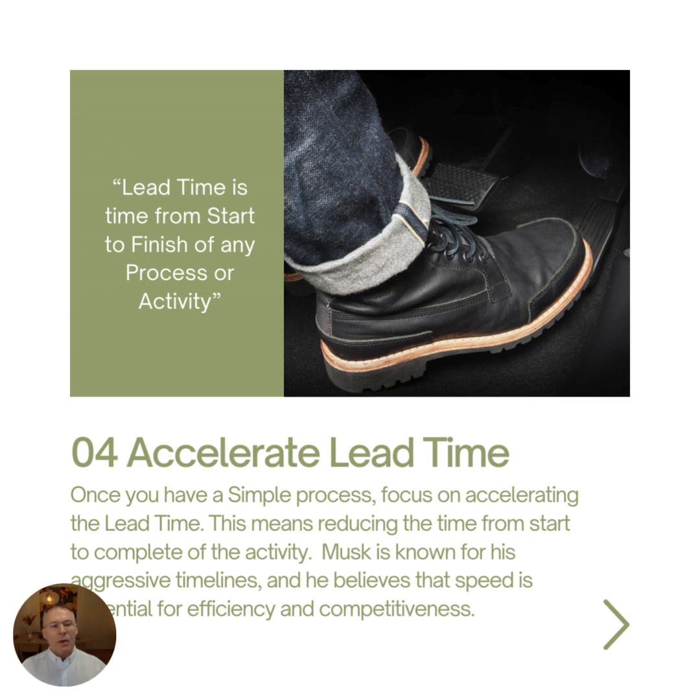4. Accelerate lead time. Once you have simplified the process, delete everything that is not bringing absolute value. Then reduce lead time, and lead time is from when any activity starts to when it ends. Musk is also known for his aggressive timelines, and he believed that speed is essential for efficiency and competitiveness.